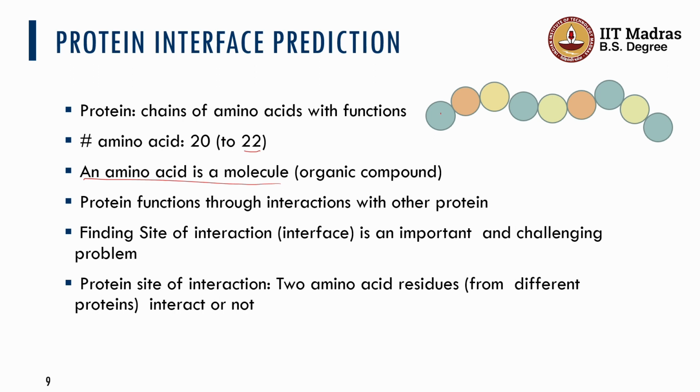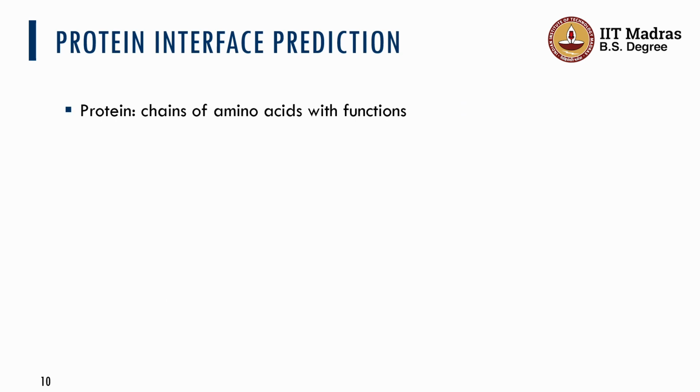What does it mean by protein site of interactions? It means whether two amino acid residues from different proteins interact or not, because remember that a protein is a set of amino acids. So here the interest is, given a pair of amino acid residues, we want to predict whether they interact or not. So let's look at this more systematically.